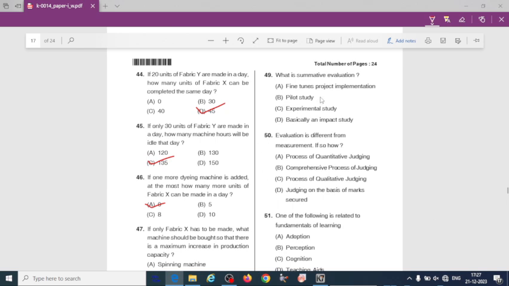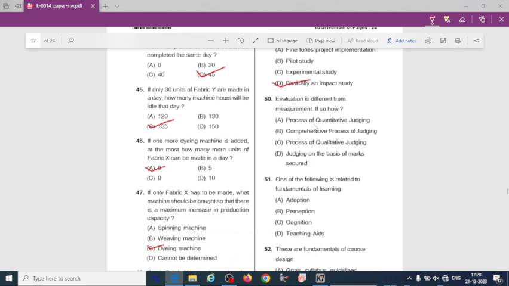What is a summative evaluation? Find summative evaluation. Option D. Basically an impact study. Evaluation is different from measurement. If so, how? Option B. Comprehensive process of judging.